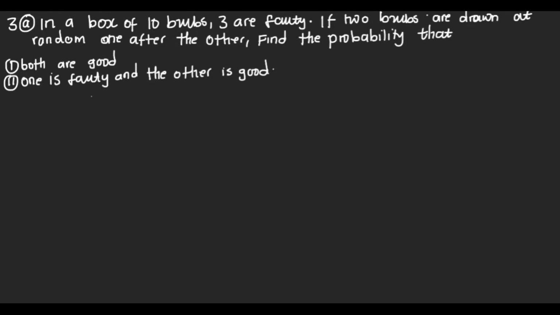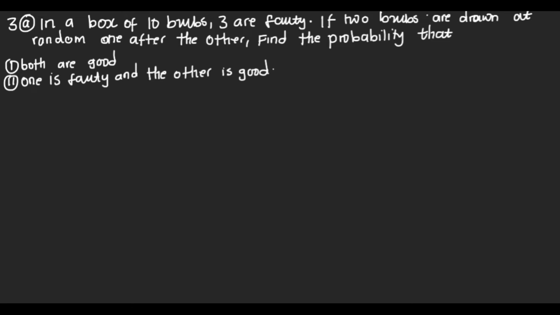So we move on to question 3a. In a box of 10 bulbs, 3 are faulty. If 2 bulbs are drawn at random one after the other, find the probability that (i) both are good, (ii) one is faulty and the other is good. Now I personally prefer, even if the question is not asking you to draw a tree diagram, better you draw a tree diagram. That one will give us a visual representation of what we are talking about.